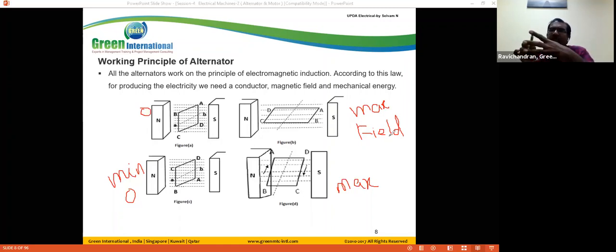If you rotate it like this, it cuts all four fingers, that is, all the magnetic lines. So that's why it produces maximum flux. So if the conductor is parallel with the magnetic field, it produces the minimum value. If it is perpendicular to the magnetic field, it produces a high voltage.